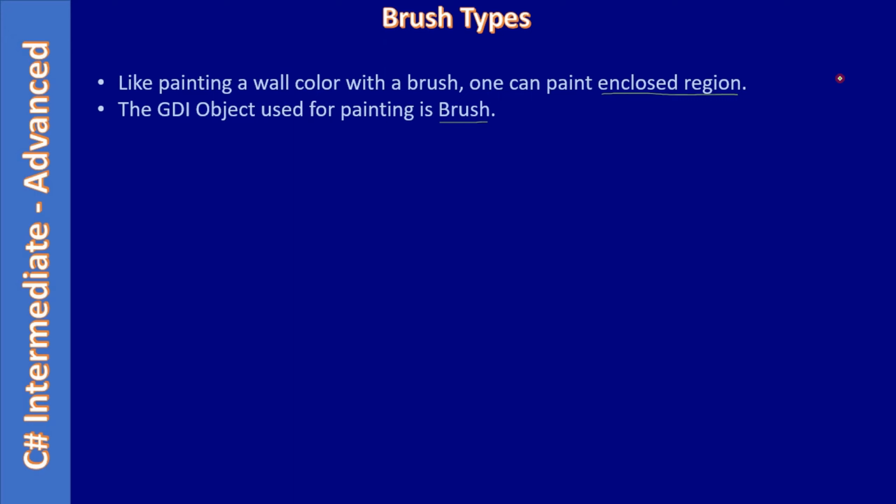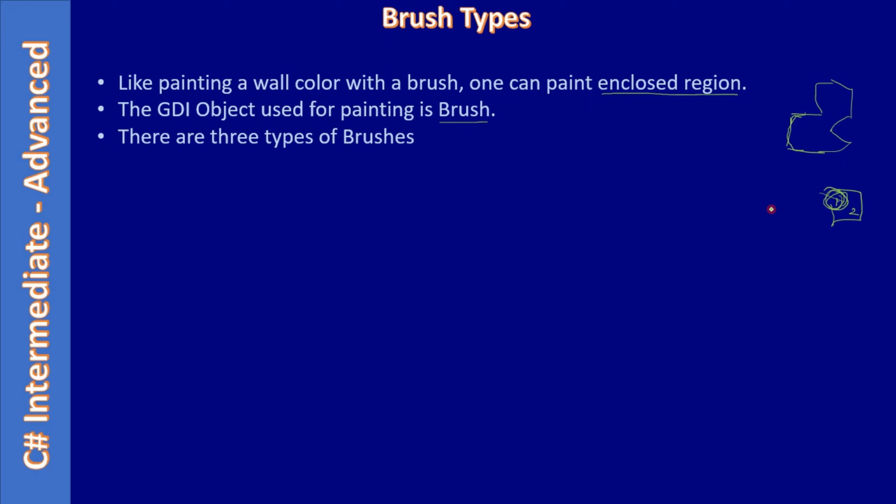Enclosed surface means a closed shape. For example, it can be any shape. If it is completely enclosed, then you can paint this enclosed region. An open surface we cannot paint. Say, for example, this is some object, and there is a gap. This portion you can't paint because there is a gap. But if it is closed, here you see there are two enclosed regions. This is one enclosed region and this is another. You can paint both of these enclosed regions with a brush.